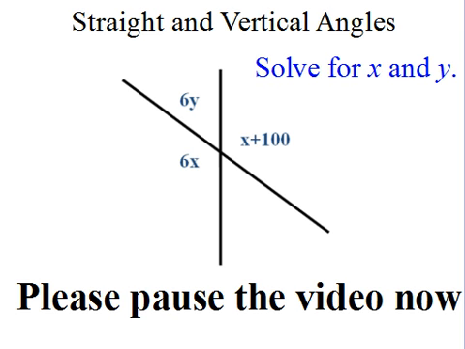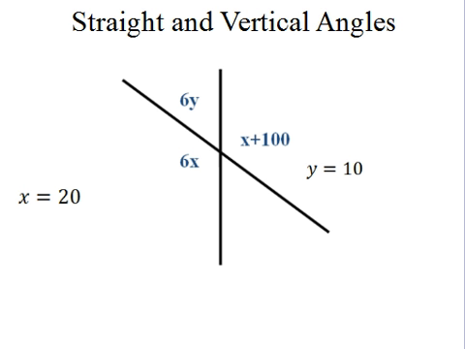Okay, welcome back. Hopefully you were able to get that x equals 20 and y equals 10. Let's quickly go over this. For the x, what I said is, hey, 6x and x plus 100 are vertical angles. And I chose that first because they both have the same variable. Well, since they're vertical angles, they have to have the same measurement, so they equal each other. So just by doing a simple bit of algebra, you can see we can move from the first line to the next line by subtracting x from both sides and get 5x equals 100. Then we divide both sides by 5 and we get x equals 20.